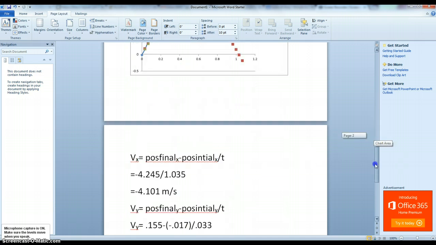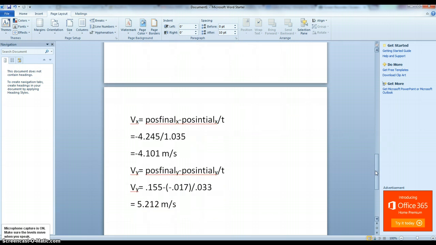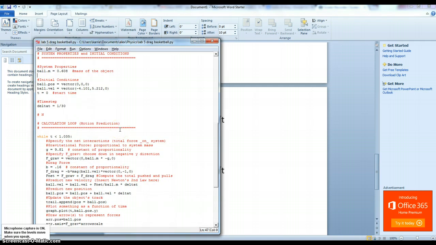So from this data, we can calculate the initial velocity in the x direction for our VPython, and the initial velocity in the y. And so what I did is delta position over delta t, and you can see here I subtracted it from the initial, which was 0. So I got negative 4.01 meters per second, and then for Vy I get 5.212.